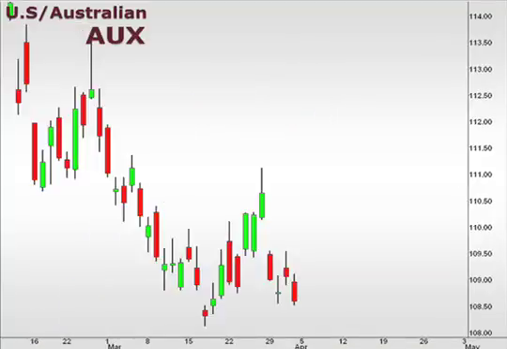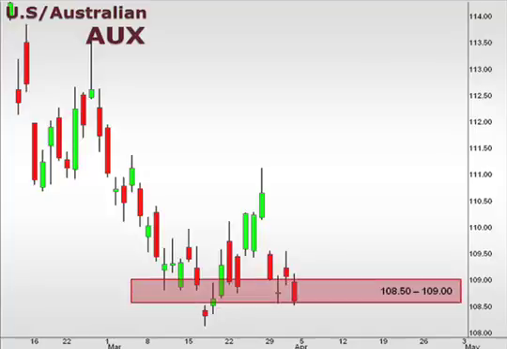Well, the US dollar lost some ground against the Australian dollar as seen here in the AUX. We anticipated that a break above 110 was likely to signal an extended move higher. However, as the trading week opened up last week, the pair value quickly rejected and headed back down to test support within this 108.5 to 109 focal zone.